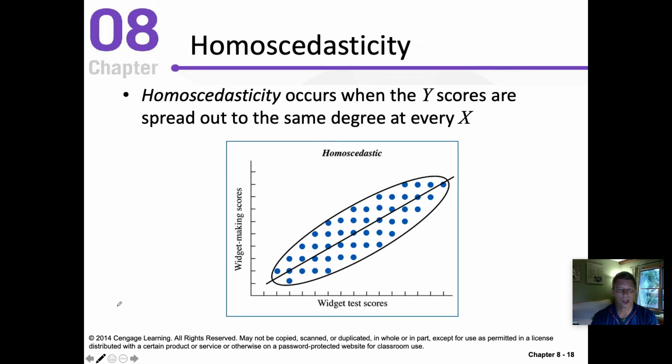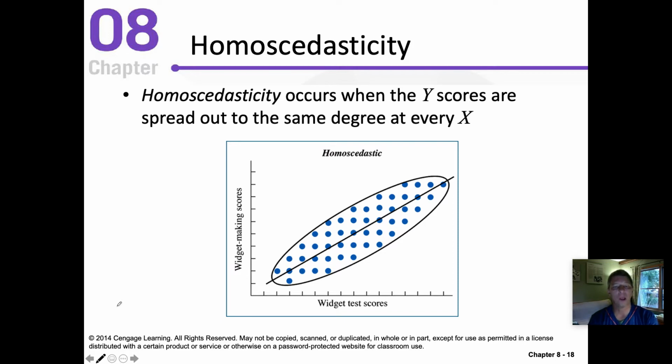Well, here is a wonderful little graph that shows a data set that is homoscedastic. We've got widget test scores on the x-axis versus the widget making scores on the y-axis. You can see that the average error is pretty consistent for every value of x. There are 4 or 5 data points, or y values, for each value of x, and the data is spread out to a pretty even degree.